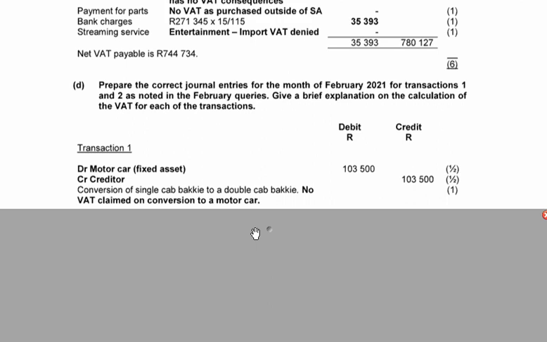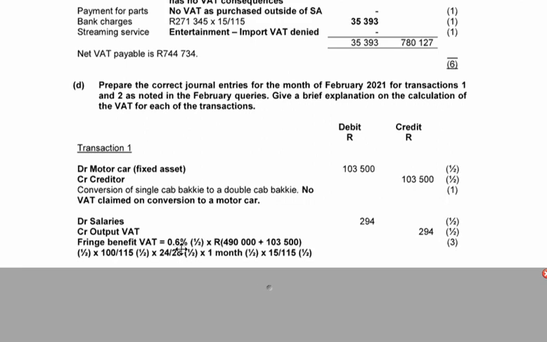As far as the fringe benefit is concerned, guys, have a look. It's 0.6%. Why? Because when we bought this car, we claimed input VAT on the single cab. Therefore, we get to use the 0.6%. I don't care that it's a motor car now. We claimed input VAT when we bought it.